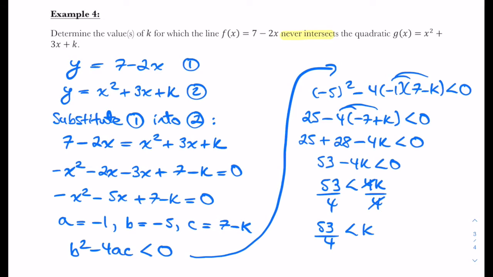I'll finish this off by writing out a therefore statement. So therefore, we have no solutions when k is greater than 53 over 4. You're allowed to change the order that you write the inequality. Just be consistent with the greater than or less than sign. Moving on.